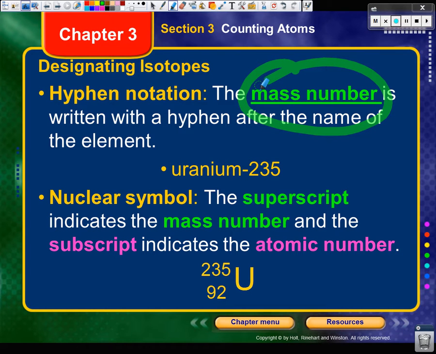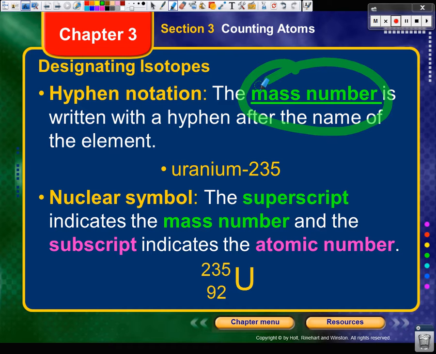Mass number. Okay? Here's what I don't want you to do. First of all, does anybody know what number uranium is up there? 92. I don't want you to say it's the atomic number. Because I'm telling you, on the test, you're going to see one just like this, and it's going to say uranium-92. And that makes sense because uranium is 92, but hyphen notation is the hyphen and the what behind it? Mass number, okay? I'm just telling you that's where people get confused. So hyphen notation is the hyphen and the mass number.